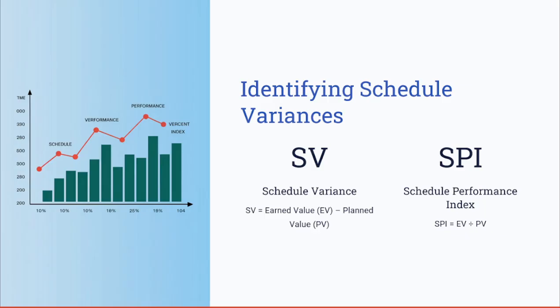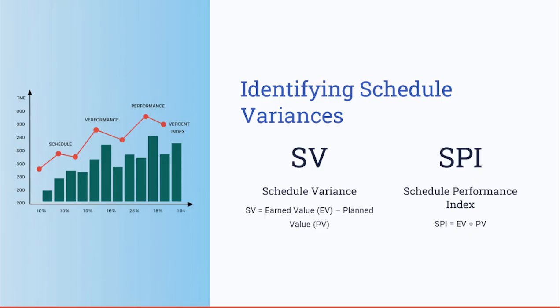On the other hand, if the SV, or the schedule variance, is less than zero, then the project is behind schedule, and you need to take corrective action by submitting a change request and getting it approved by the CCB to realign your project with the project schedule.